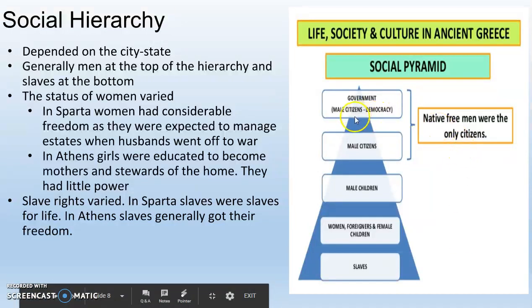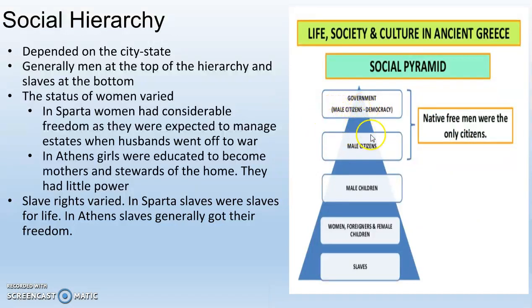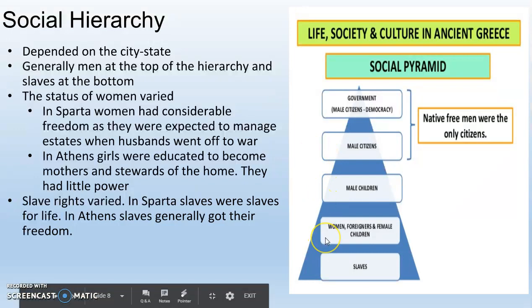So at the top, we have the government. In a monarchy, you realize that's going to be a king. In a democracy like Athens, this is going to be all of the male citizens. Under them, we're going to have the male children. Under the male children, we have women, foreigners, and female children. Under them, we're going to have slaves.